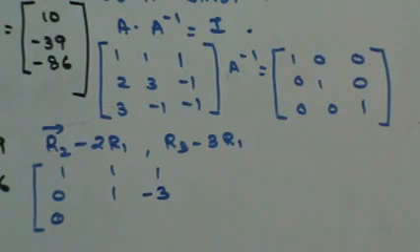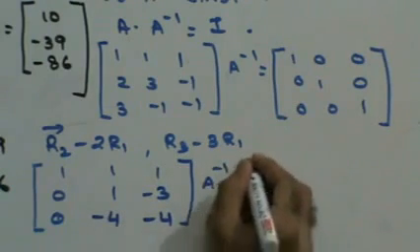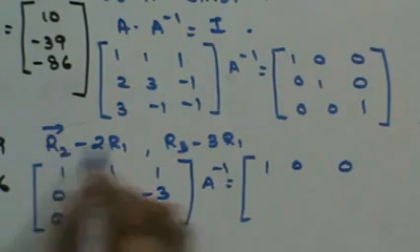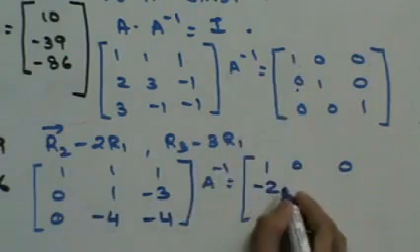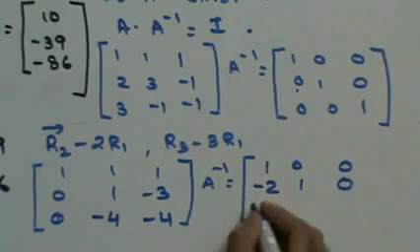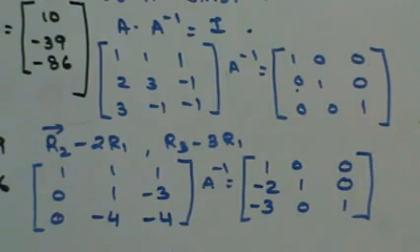minus 1 minus 3, minus 4, then you have minus 1 minus 3 again, so minus 4, into A inverse is 1, 0, 0, now 0 minus 2, 1 minus 0, 0 minus 0. Then you have 0 minus 3, 0, 1. Okay. Now the number in the fifth position should be 1, it is already 1. The number in the fourth and the sixth position have to be made 0.